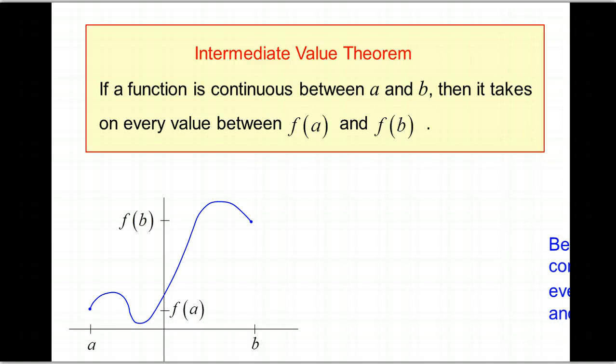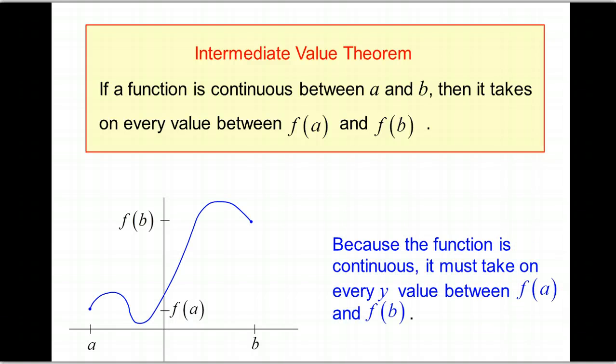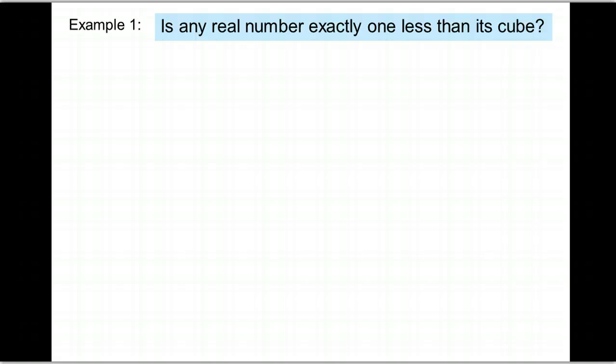So here's a function, and it's continuous on [a, b], so you know that it must take on every y value between f of a and f of b. And if you found some y value between f of a and f of b, you're guaranteed that the corresponding x value is between a and b. Now how can you use this to show existence?